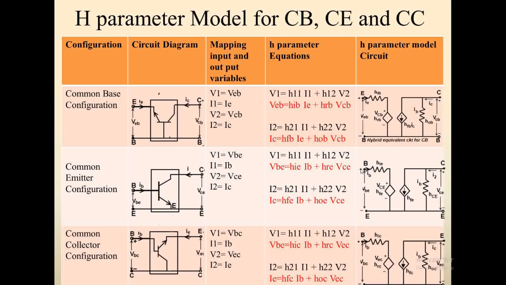In the common collector configuration, collector is common to both the input side as well as the output side. Base is the input terminal, emitter is the output terminal. And we are modeling the H parameter equations as VBE equals HIC times IB plus HRC times VEC, IE equals HFC times IB plus HOC times VEC. The first equation is the Thevenin's model, represented as HIC followed by a dependent voltage source. At the output, HFC IB is a dependent current source followed by the HOC.